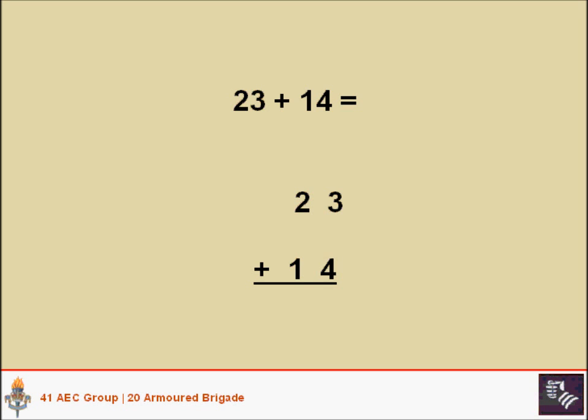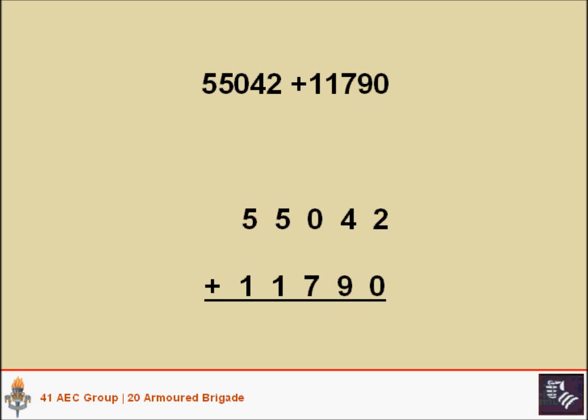However, this time we could work it out slightly differently by writing our sums like this. Add the units. 3 plus 4 equals 7. Then add the tens. 2 plus 1 equals 3. Write the 3 in the tens column. Use whatever method you're happiest with. Let's try one more.